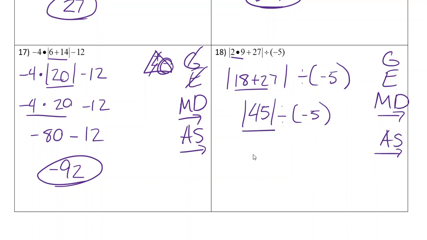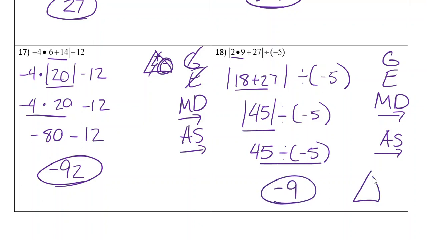And then I'm going to solve that last step, which is the absolute value of 45, which is positive 45, divided by negative 5. And then the last step is to divide that. You should have gotten negative 9. And use that triangle, positive, negative, negative. Positive divided by a negative gives me a negative solution.